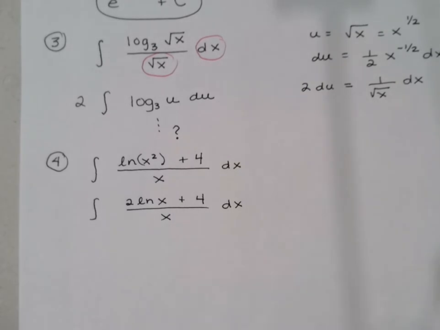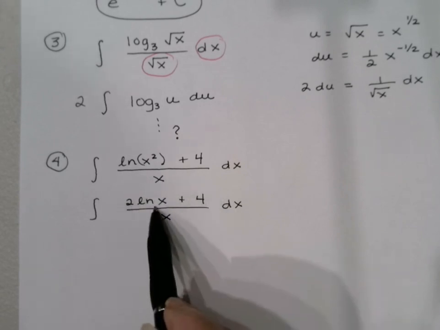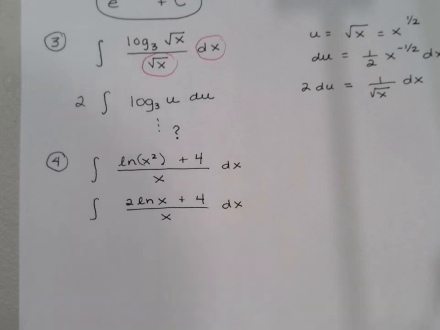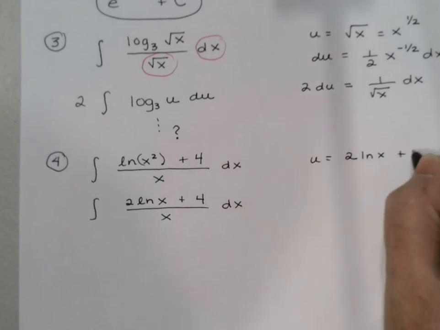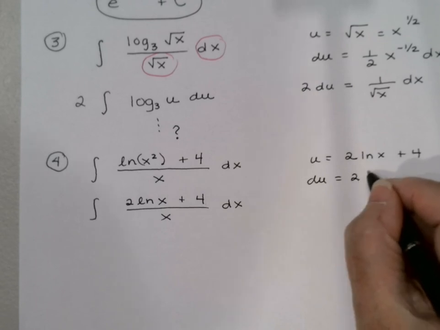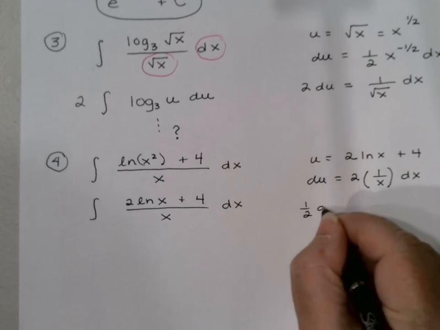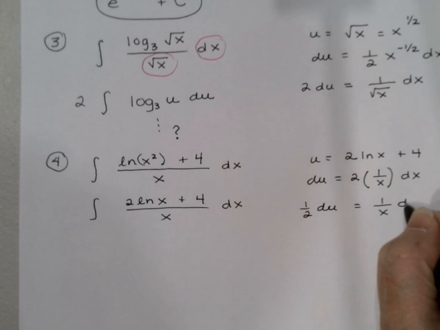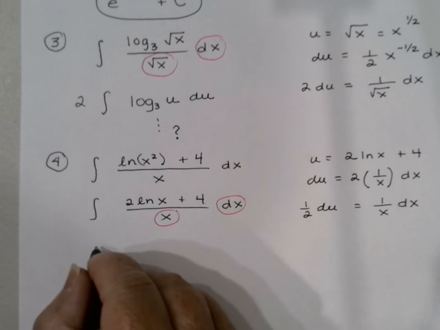All right, now I need a good choice for u, and I claim this time I think the whole numerator would make a good u, because the derivative of ln x is 1 over x, and I've got an x on the bottom. That's very encouraging. So let's let u be the whole top of this fraction. The derivative, so du is going to be 2 times 1 over x, and of course the derivative of the 4 is 0. I'll bring the dx over here. So 1/2 du is 1 over x dx. I've got the x in the denominator as well as the dx. So again, I'm in good shape. I'll just replace that with the 1/2 du.